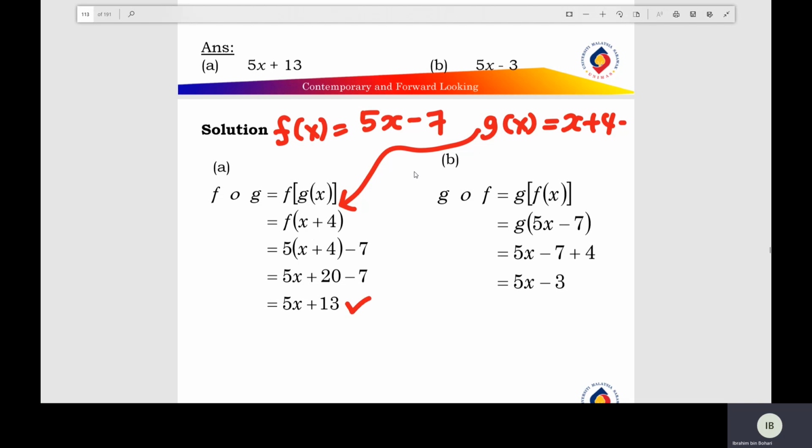Okay, and question B, you find g of f, which is g of f(x). g(x) equals x plus 4, and f(x) equals 5x minus 7. So here, the linear function 5x minus 7, plus 4, equals 5x minus 3.